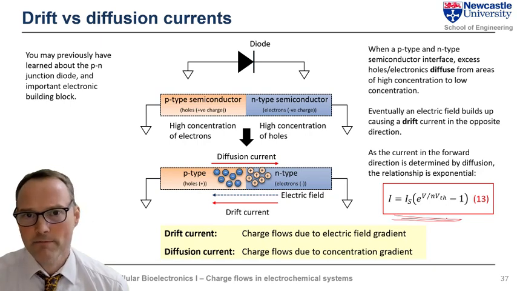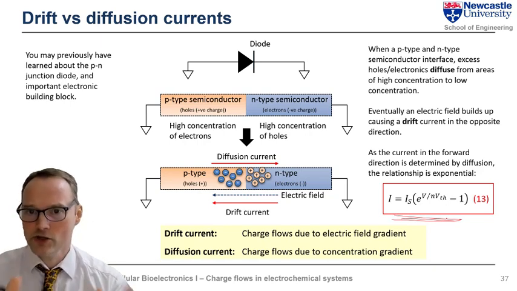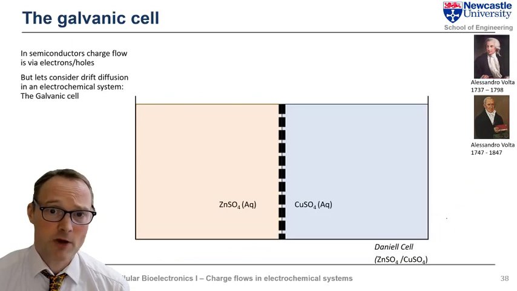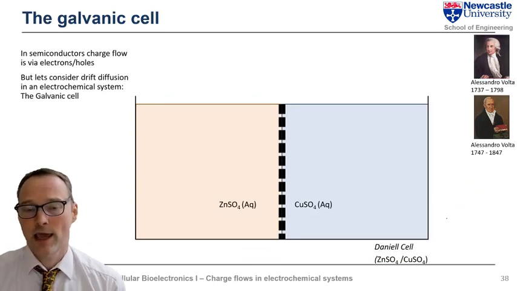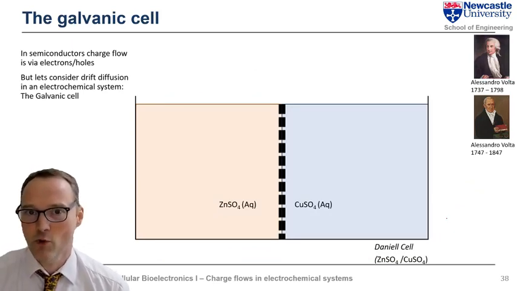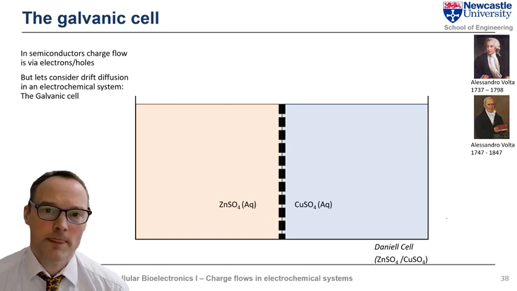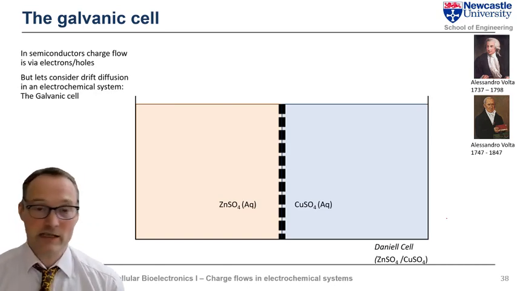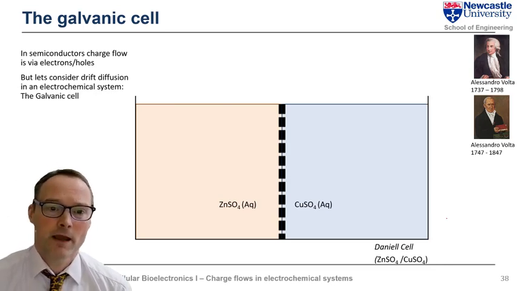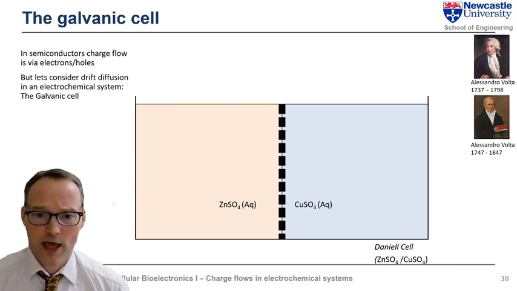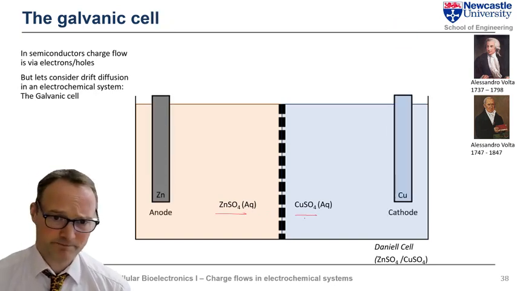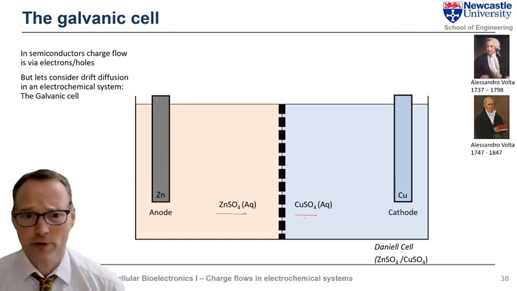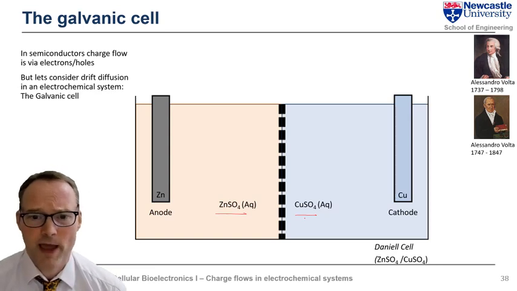But the same concept doesn't just exist in semiconductors. The same concepts also exist in salty waters and salines. So let me describe first of all the galvanic cell, which basically is a battery. Two solutions, a zinc sulfate and a copper sulfate. Let's put an anode and a cathode in, zinc and copper respectively.